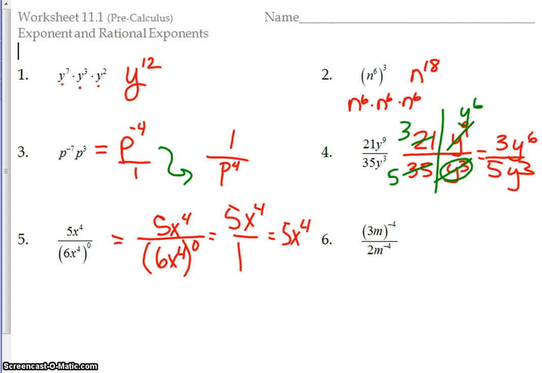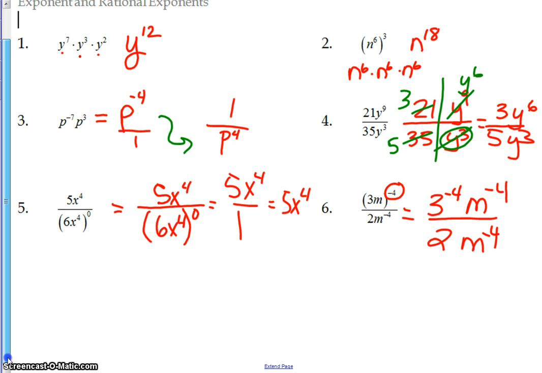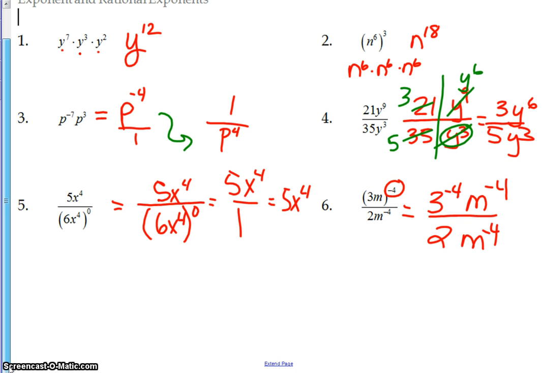In this problem, when you have an exponent, everything in the parentheses prior to that exponent is taken to that exponent. So this would be 3 to the negative 4, m to the negative 4 over 2, and then we have m to the negative 4. My next step usually is, can I move all the negative exponents and make them positive exponents?